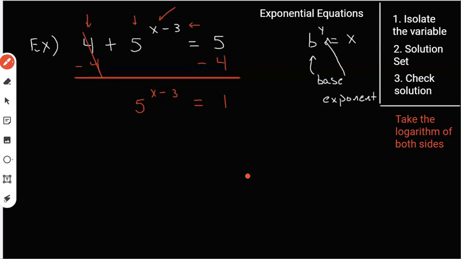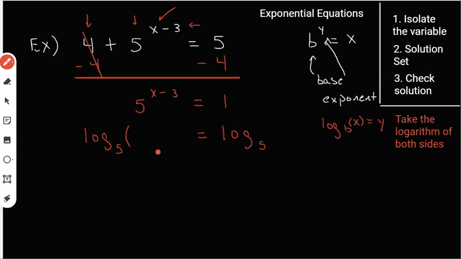Well, to get rid of the 5 as the base, I'm going to have to take the logarithm of both sides. So I'm going to take the logarithm of the left side, but I'm also going to have to take the logarithm of the right side. Every logarithm has a base, and we call that base b. Then we have something in parentheses called the result, and the exponent is on the other side of the equal sign. For this problem, our base is 5, so we're going to make that the base of both logarithms. We're going to make that log base 5.